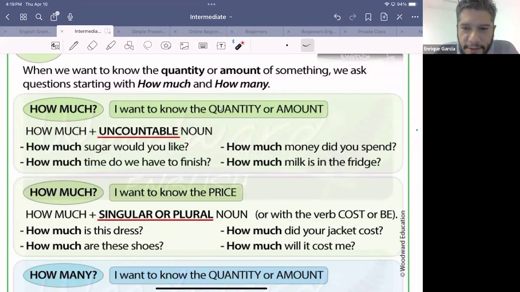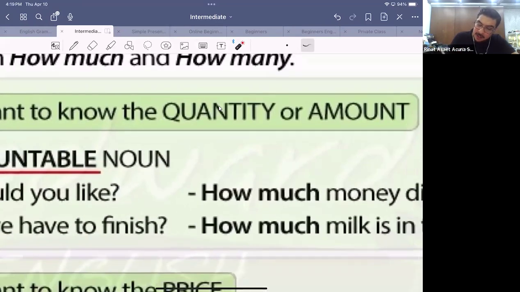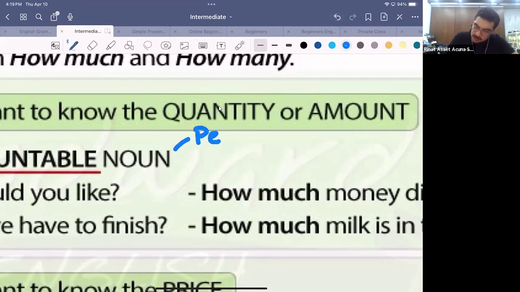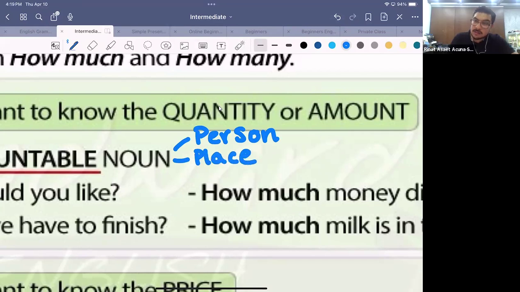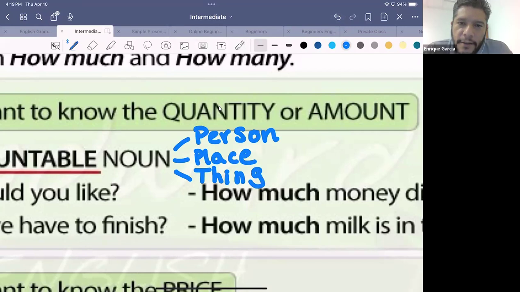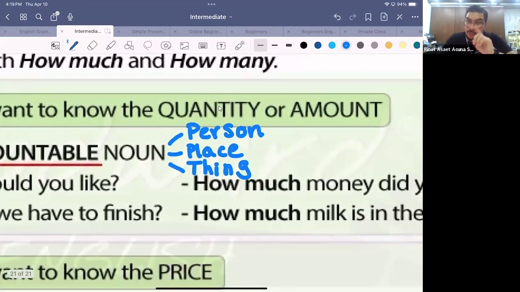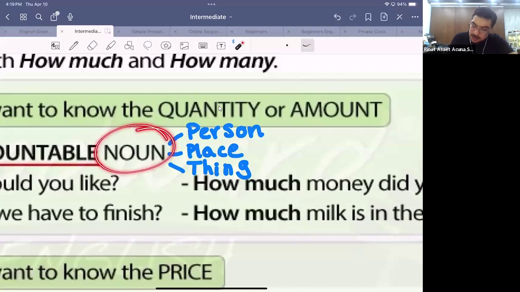A noun represents three things. A noun is going to represent, hold on, that's a bad color. We're going to put blue. A person, a place, and a thing. Those three are what a noun represents. A noun represents a person.